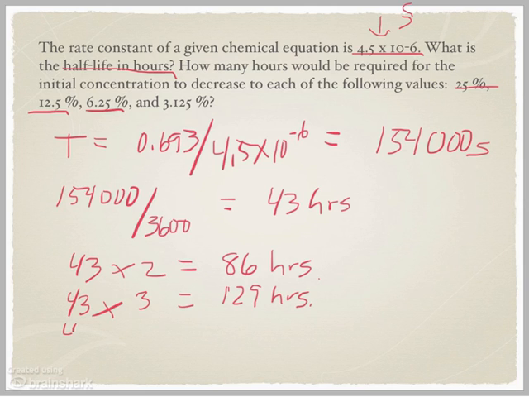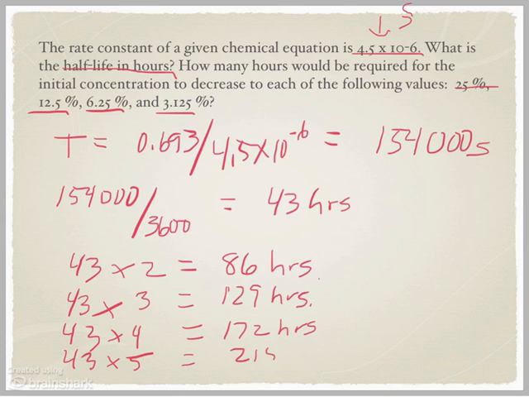6.25 means that you went 4 half-lives, and then for the 3.125, that means you went 5 half-lives. So just keep multiplying it. So this would take 172 hours, and then this one would take 215 hours. So again, basically, it's just going through, what is it initially for one half-life, and then after that, how long is it going to take for each consecutive half-life.